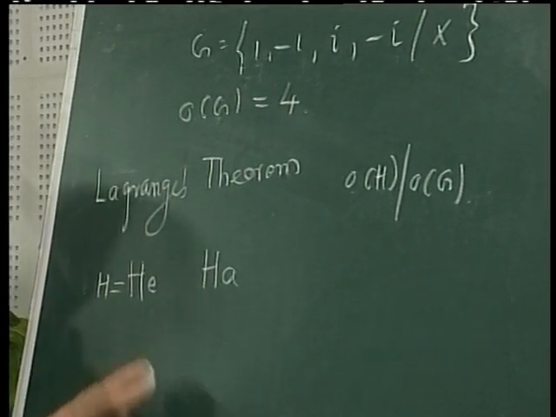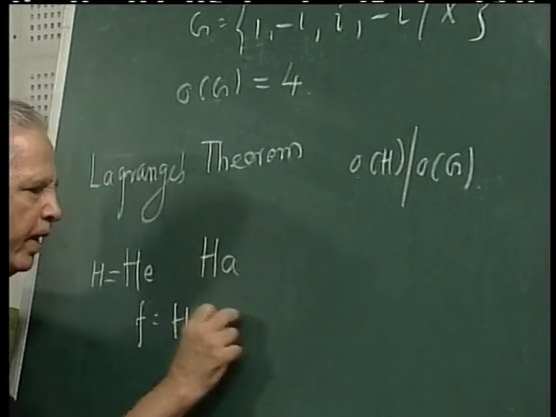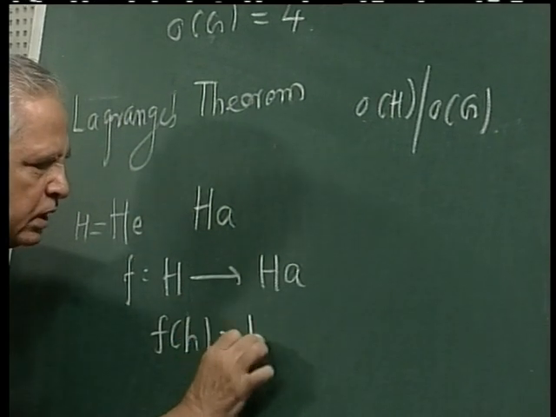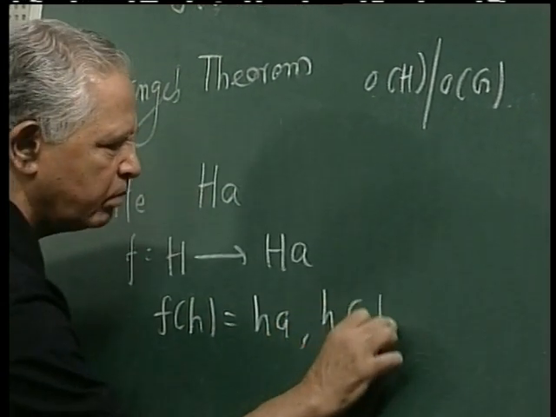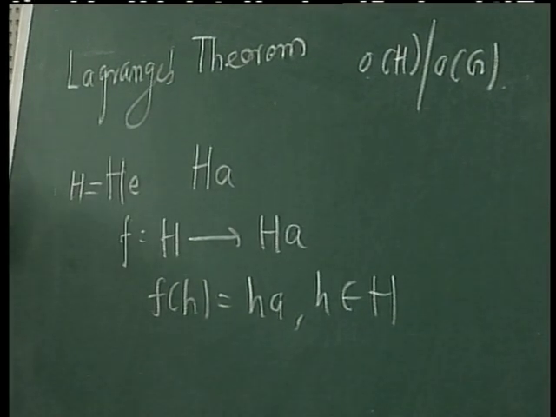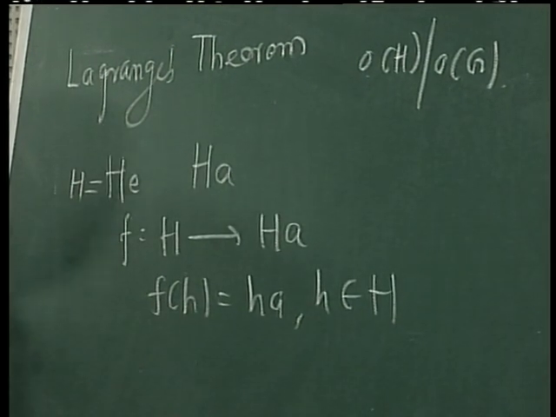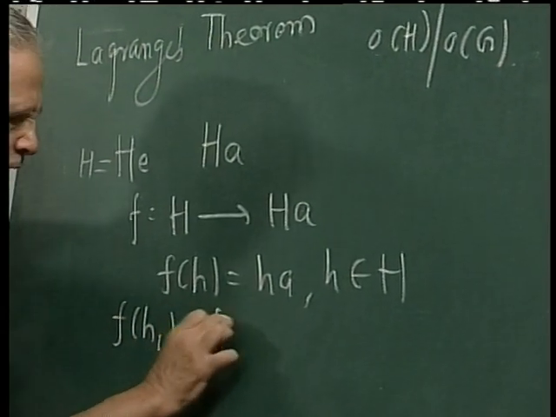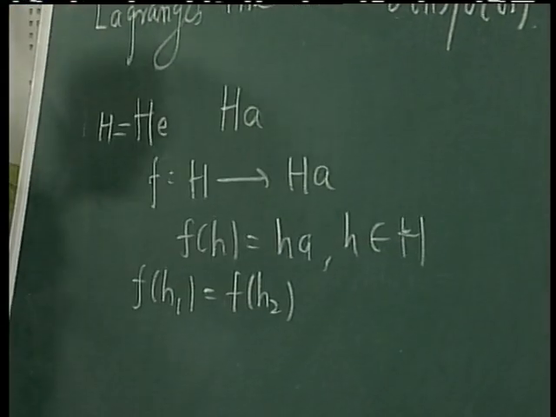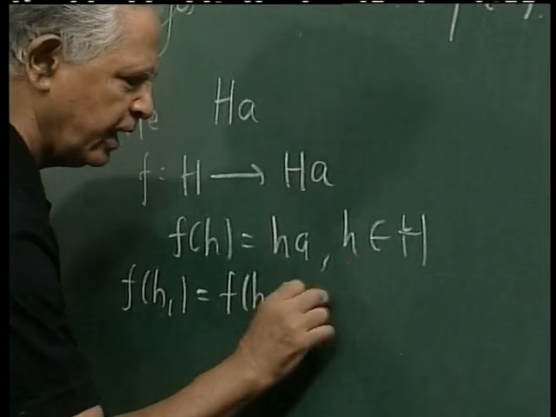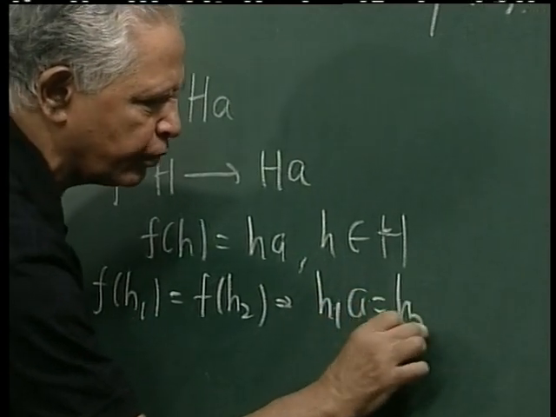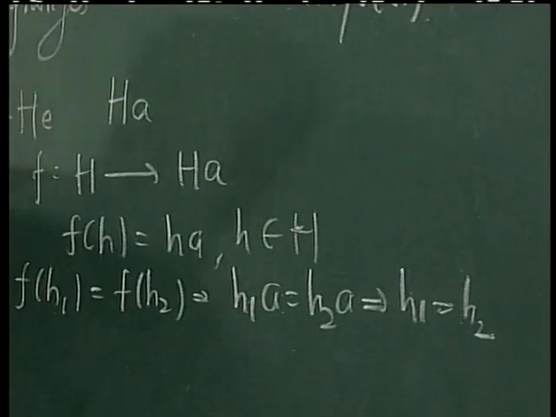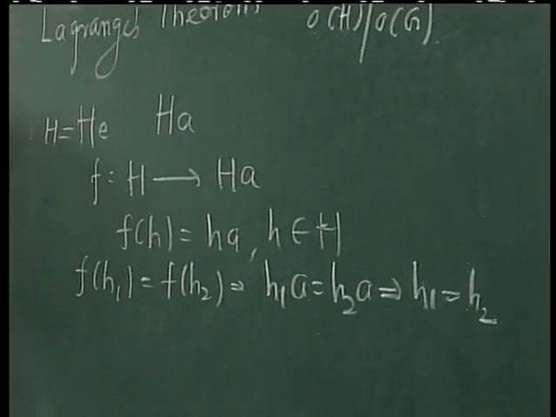And to prove this, we take one map f from H to HA. We define it this way: f(h) is equal to ha for element h belonging to H. Now what can we say about this map? This map is 1-1. Because if f(h1) is equal to f(h2) for h1 and h2 both belonging to H, then this implies h1a is equal to h2a, and by cancellation law what we get is h1 is equal to h2. So this mapping is 1-1.